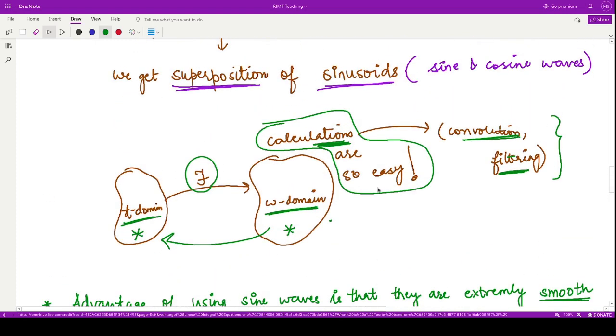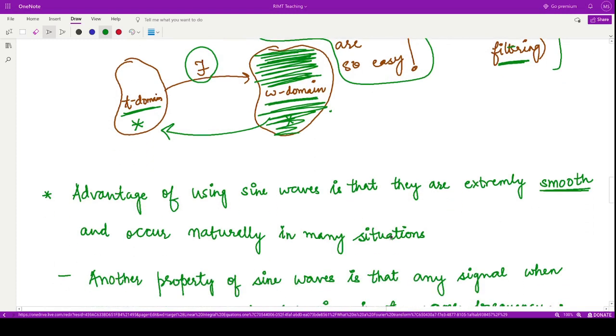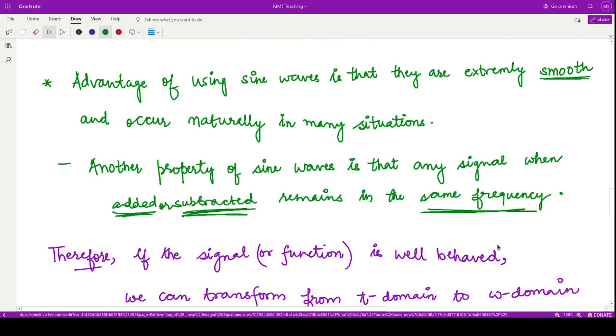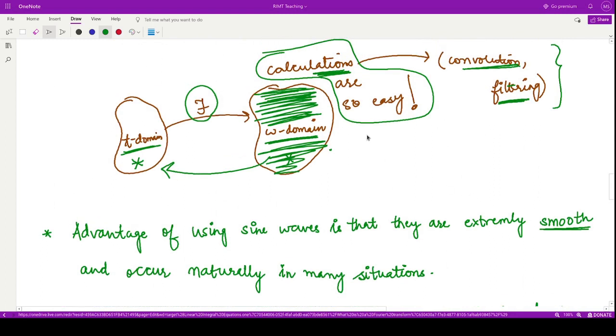So what is the advantage of moving here? Why are we saying come to this frequency domain and it will be easy for you? Because here we use sine waves, which are extremely smooth and occur naturally in many situations. For example, you beat a drum, and whatever waves come out are in sine form. Another thing is that sine waves can be added or subtracted and they remain at the same frequency. However, the amplitude may vary, but the frequency remains the same. That is the beautiful property of sine waves, and it makes the calculation very easy.